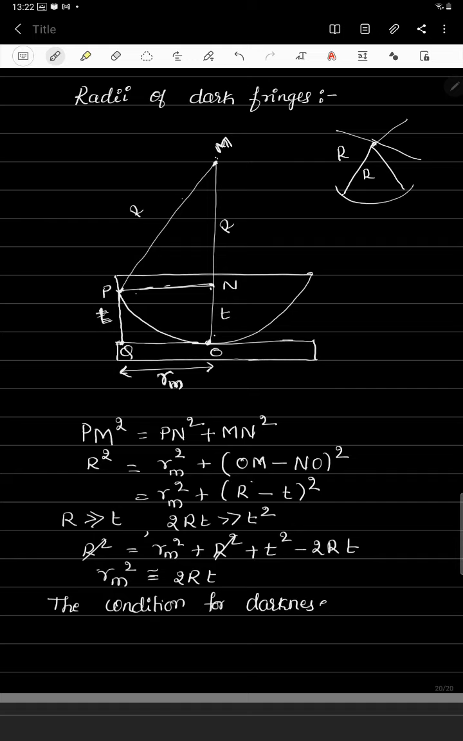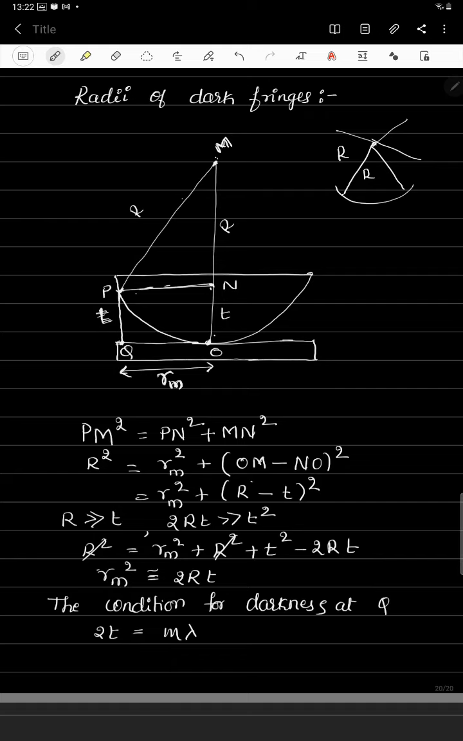so what I have assumed is, at the point Q, let us suppose a dark fringe is located. So if the point Q is having the dark fringe, it means the condition for the darkness at Q becomes 2T is equal to m lambda. In the previous class, I have already told the condition for the darkness is 2T.